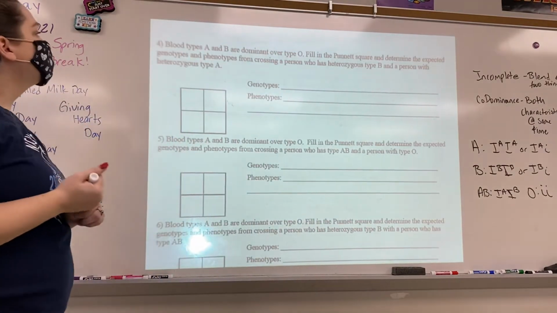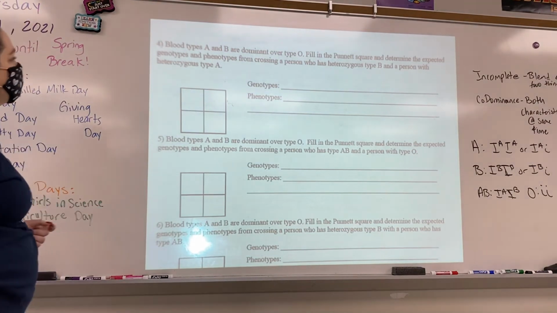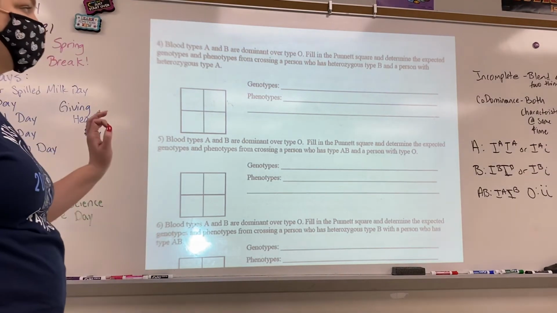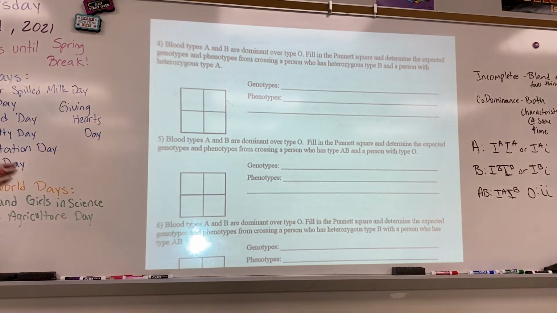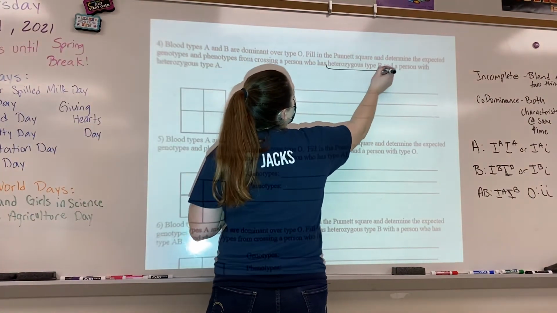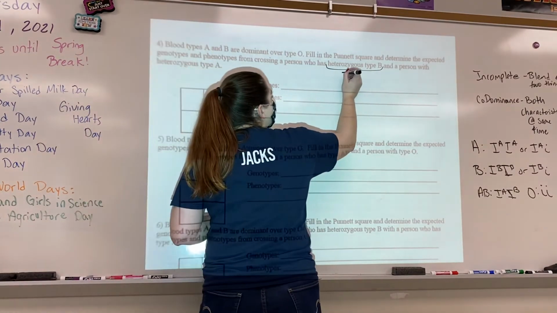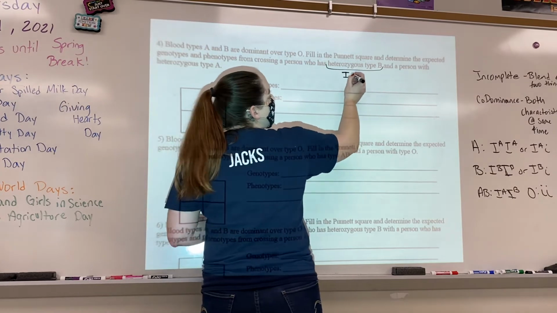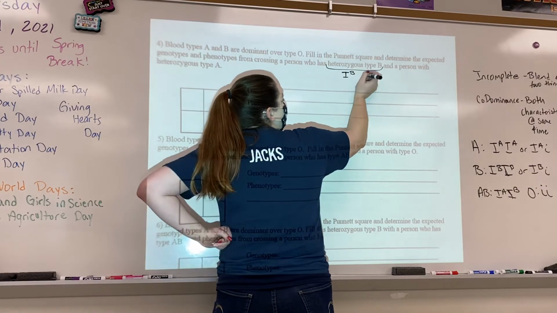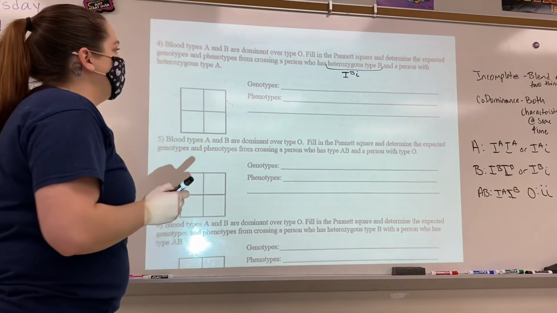All right. So blood types A and B are dominant over O. Fill in the Punnett square and determine the expected genotypes and phenotypes of crossing a person who has a heterozygous type B and a person with heterozygous type A. So what is our heterozygous type B? How would I write that genotype? Capital I. What is it? Capital B, and then what's the second part of that genotype? Lowercase i. So that's our heterozygous type B parent.